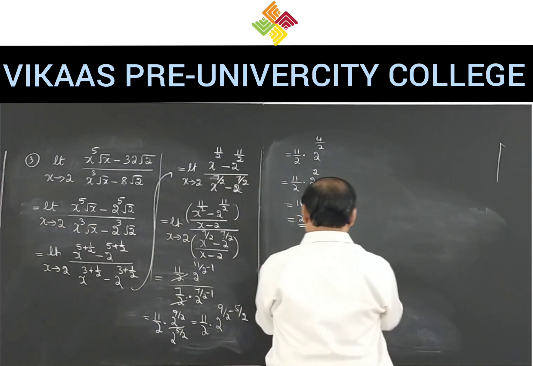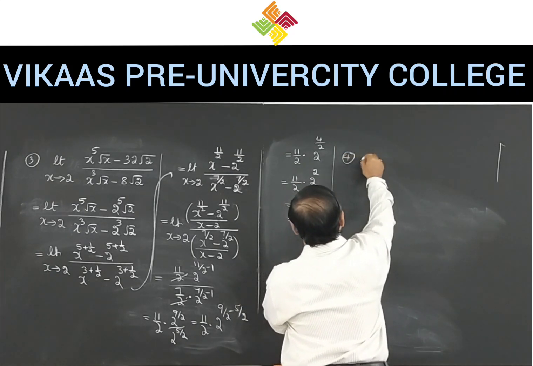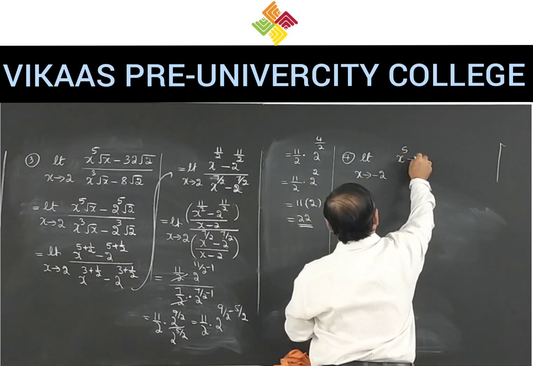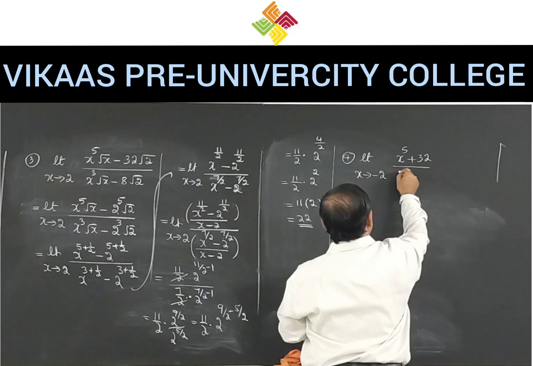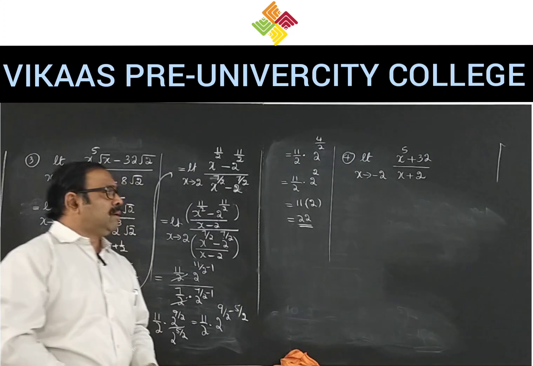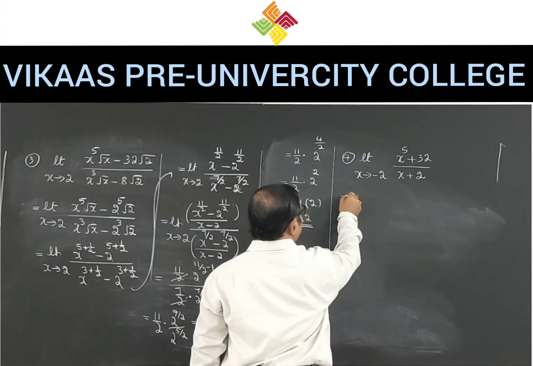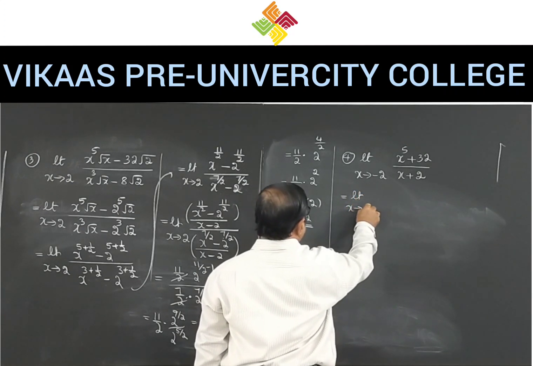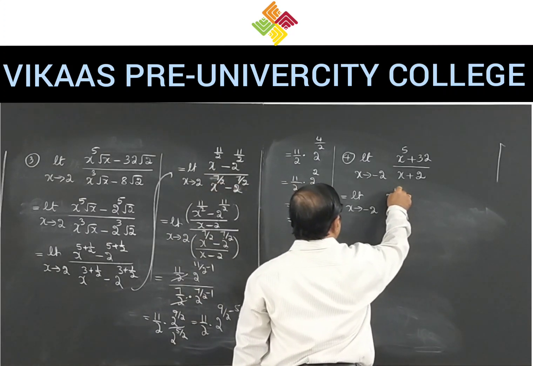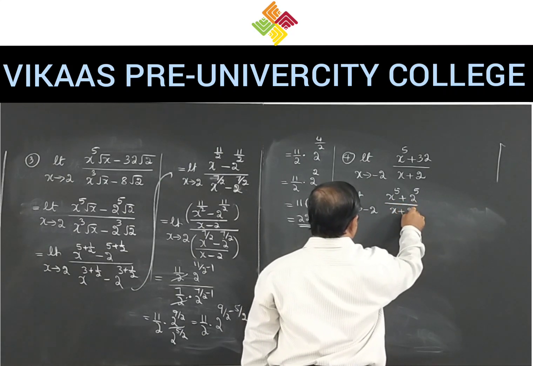Now, I will give you one more example. See, that is limit x tending to minus 2, x power 5 plus 32 by x plus 2. Once again, read the problem carefully. See, this is nothing but limit x tending to minus 2. Here, I am writing x power 5 plus 32 as 2 power 5, by x plus 2.